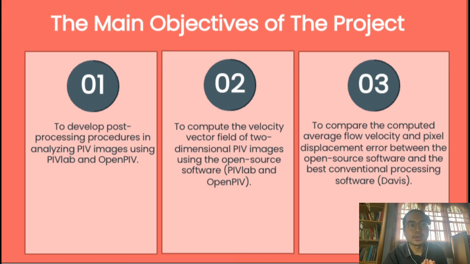The main objectives of this project are segregated into three different parts. First, to develop post-processing procedures in analyzing PIV images using PIVlab and OpenPIV. Second, to compute the velocity vector field of two-dimensional PIV images using the open source software, which are PIVlab and OpenPIV. And the last one, to compare the computed average flow velocity and pixel displacement error between the open source software and the best conventional processing software devised by LaVision.